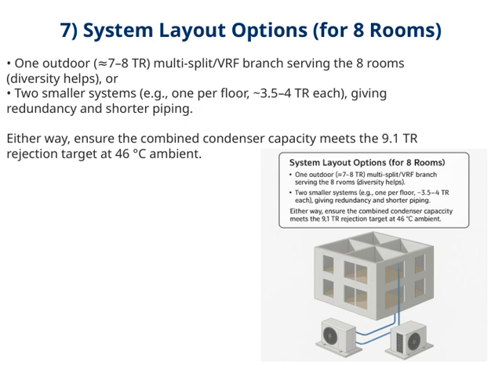No matter which option we choose, it's crucial to ensure that the combined condenser capacity can handle the target rejection at 46 degrees Celsius ambient temperature. Specifically, we need to meet a 9.1 ton rejection capacity. This ensures the system performs reliably even under high outdoor temperatures, maintaining efficiency and comfort.